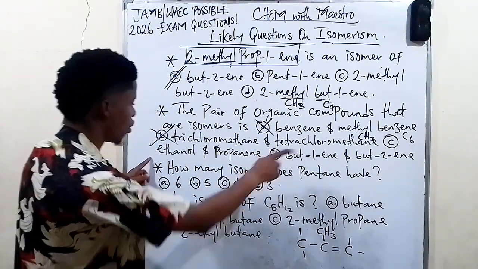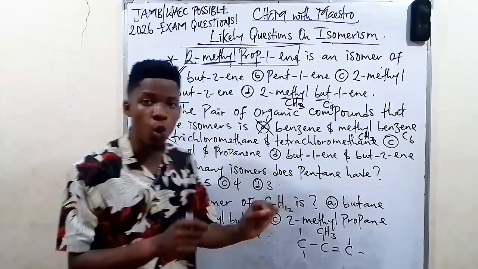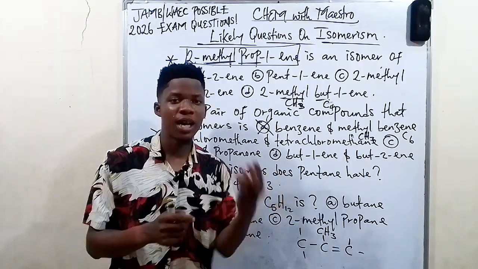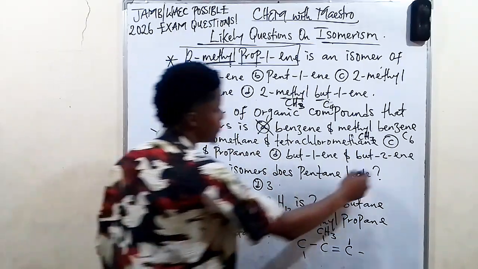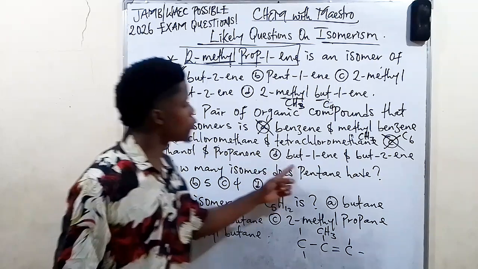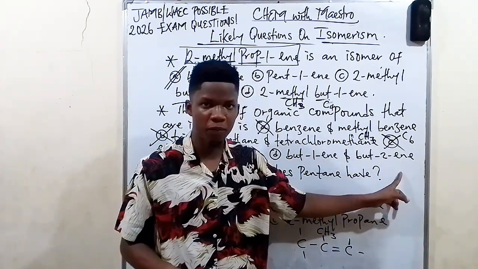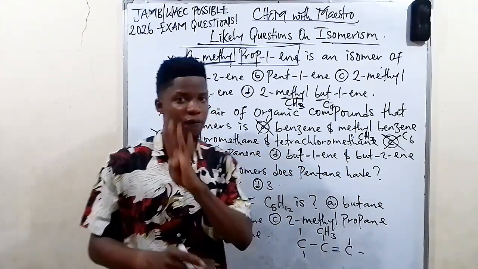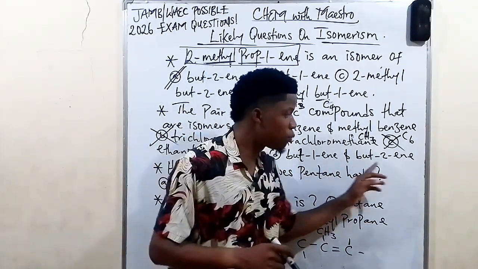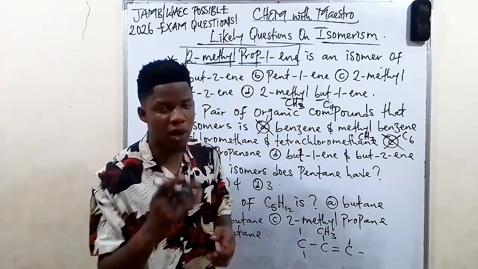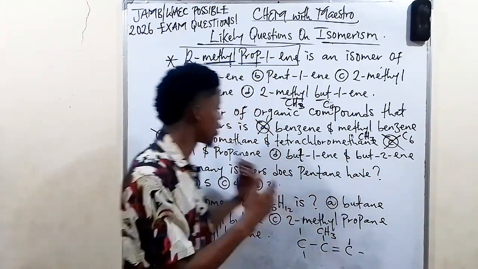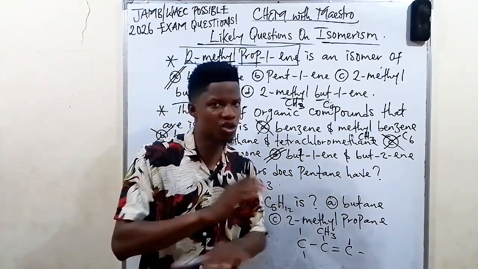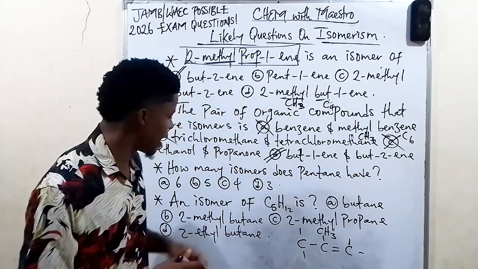Now, option C, we have ethanol and propanol. Ethanol has 2 carbons. Propanol has 3 carbons. So therefore, they can never be isomers. Now let's look at this. But-1-ene and but-2-ene. But-1-ene has 4 carbons. But-2-ene also has 4 carbon atoms. So the pair of organic compounds that will be isomers in question 2 is option D. You can see how this shortcut method is going smoothly. Now just continue to apply it.